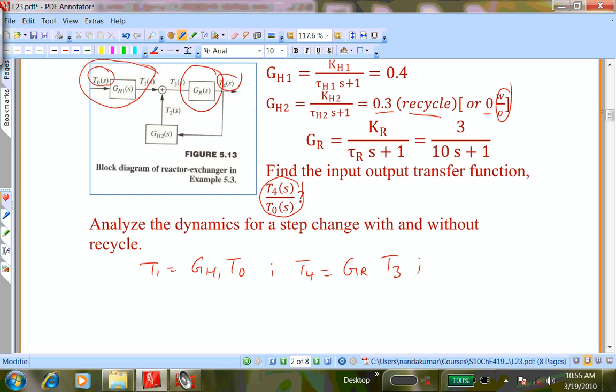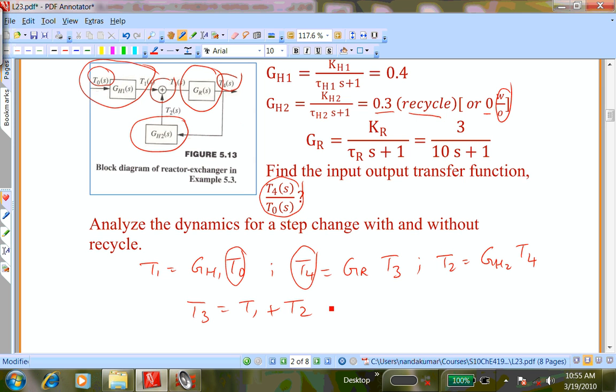Okay. And the next one, take this block, and that's going to give you T2 as equal to GH2 times T4. Anything else we need to do? Then this block, and that is just a summation, so T3 is equal to T1 plus T2. So these are the four equations, but what I want is I want to get rid of T1, T2, and T3 and relate T0 only to T4. Everything else I want to get rid of. Okay? So now it's an algebraic manipulation.